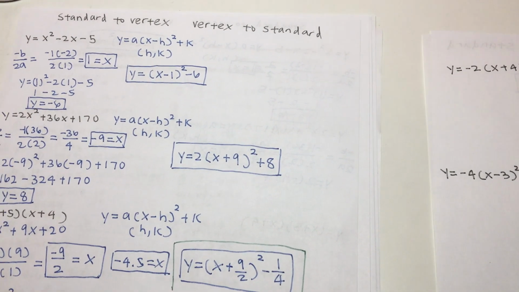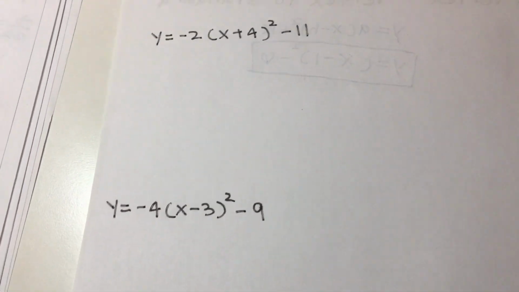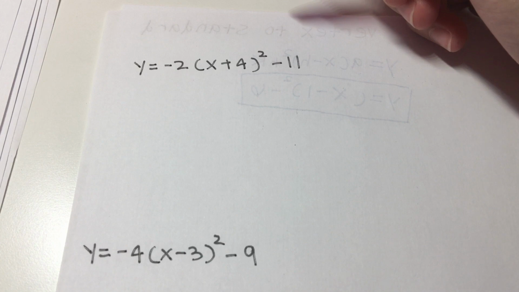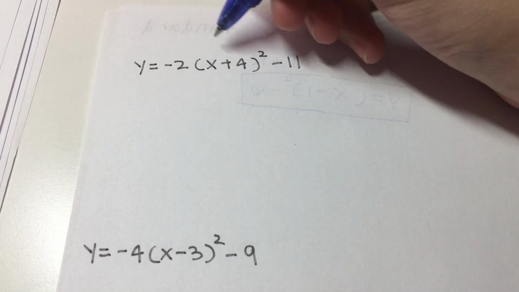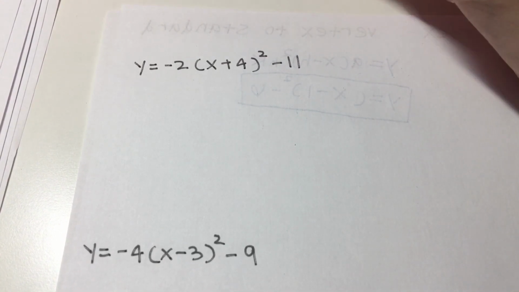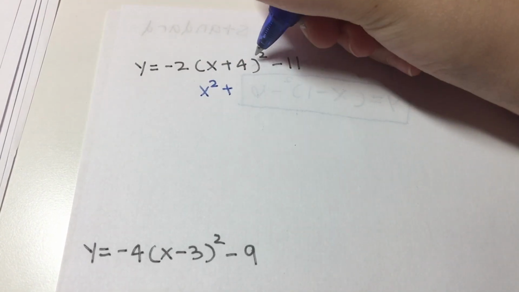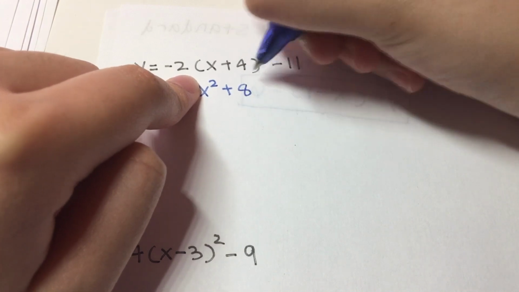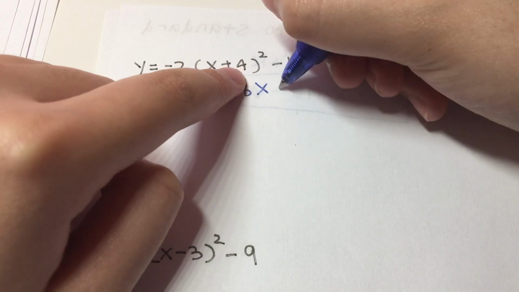I've done standard to vertex form. Let's do vertex to standard form. So we got 2 examples here. So it's y equals negative 2 parentheses x plus 4 squared minus 11. So first you have to square x plus 4 out. So I'm going to use the method FOIL. So x squared plus 4x on the inside and 4x on the outside. So it's plus 8x, and then 4 times 4 is plus 16.